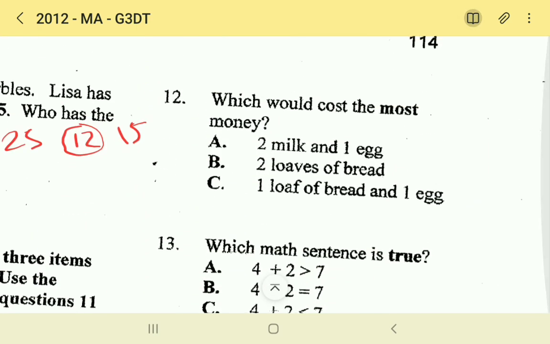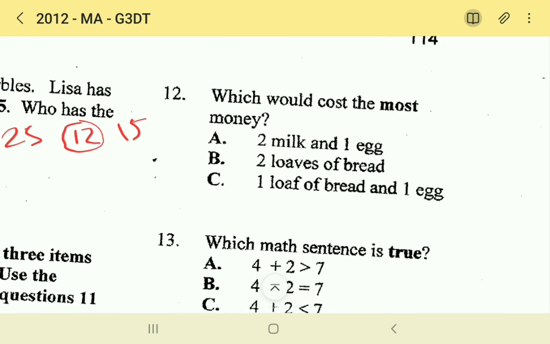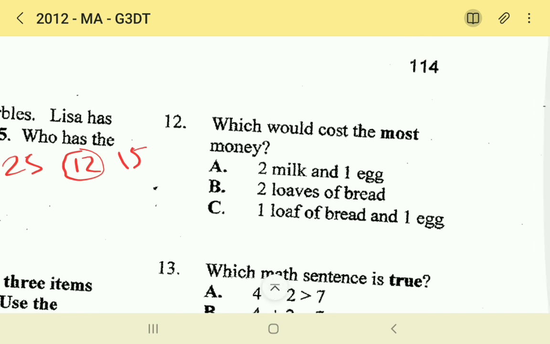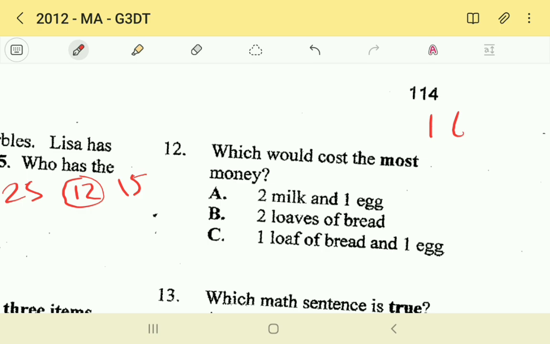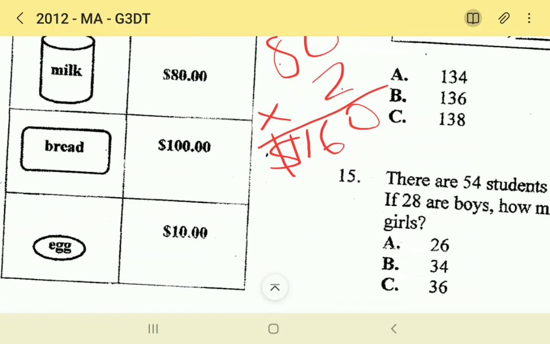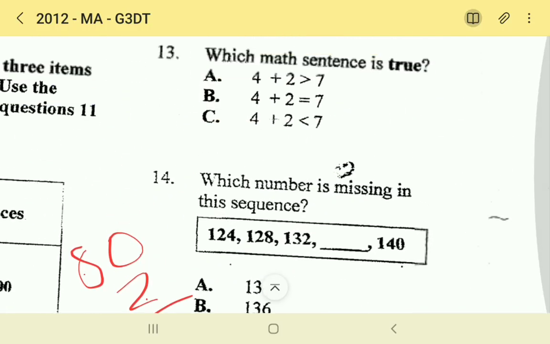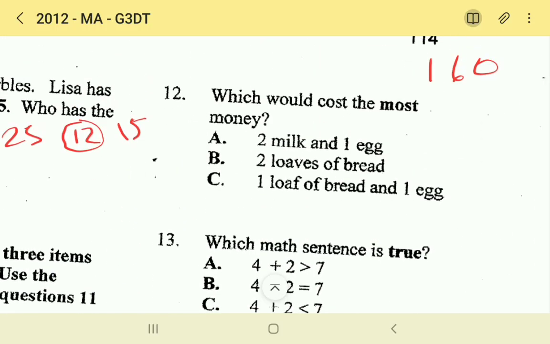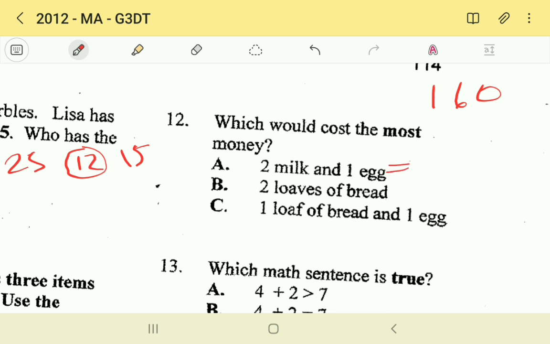Alright, so number 12 says, which would cost the most money? 2 milk and an egg. So we know 2 milk is $160, plus an egg. What's the cost for egg again? Don't be afraid to go back to your page. An egg is $10. So A would be equal to 170. 2 milk plus an egg is 170.